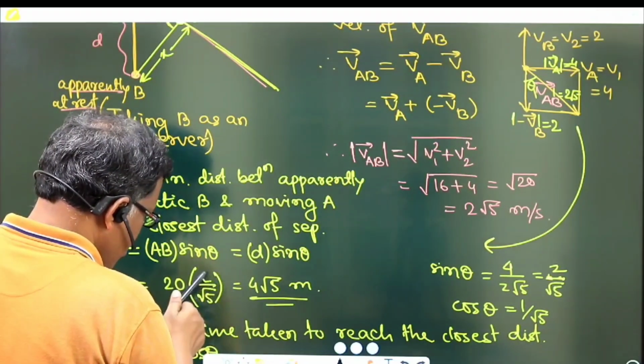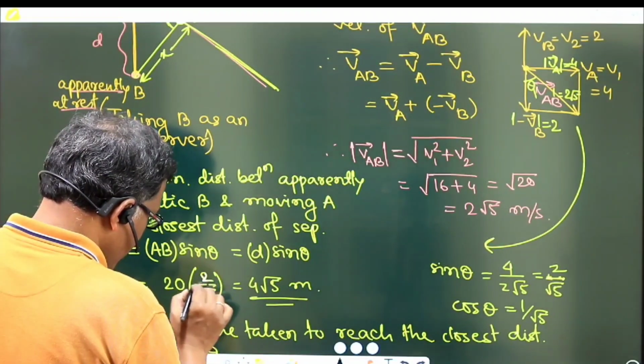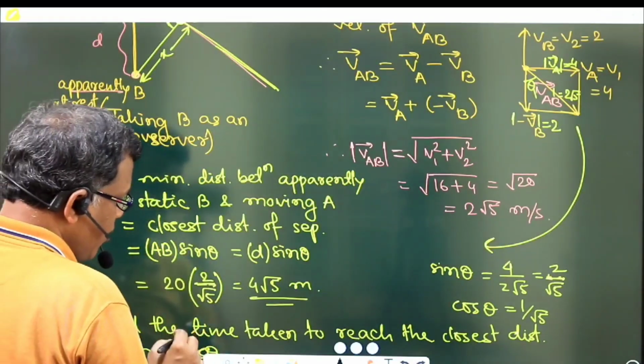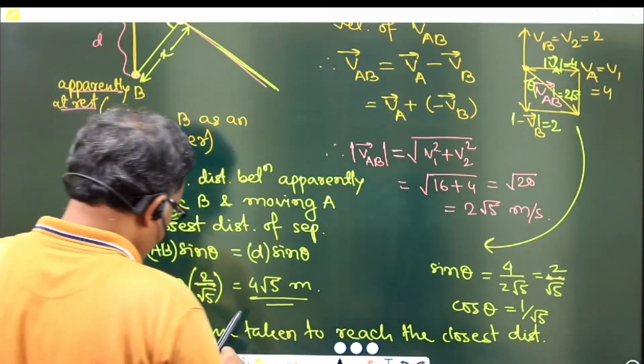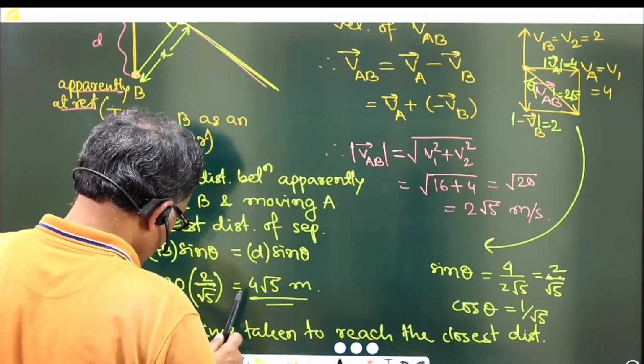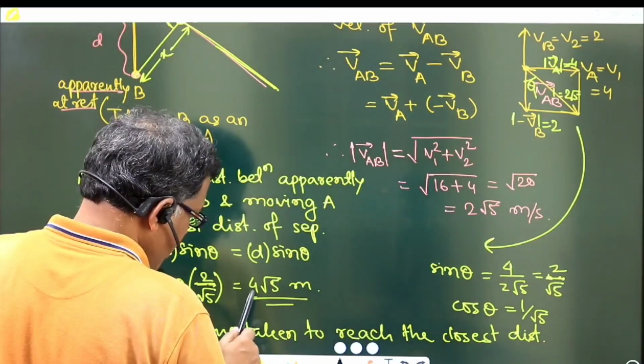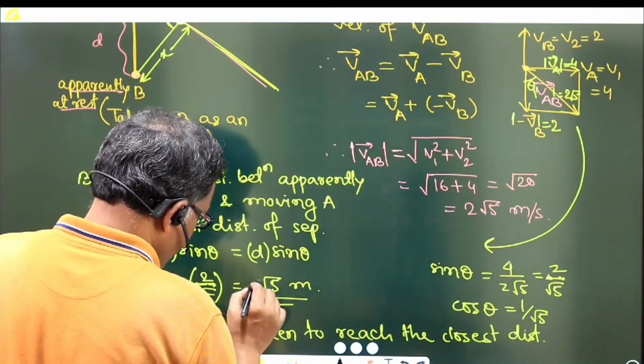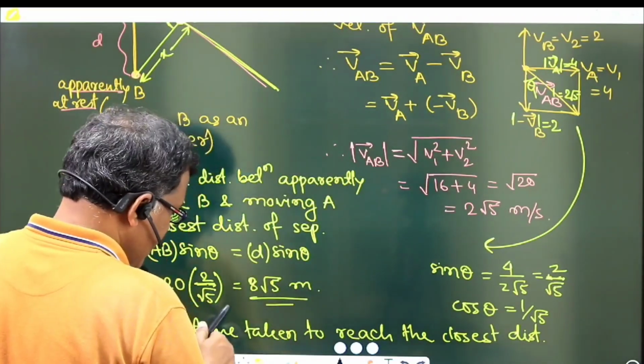So it is 20 into 2 by root 5, meaning 40 by root 5, so it will be 8 root 5, right? Instead of 4 root 5, 8 root 5 was the least distance.